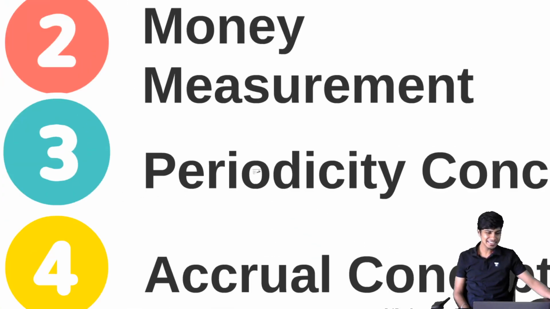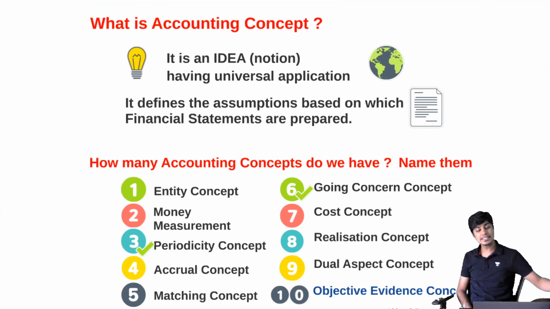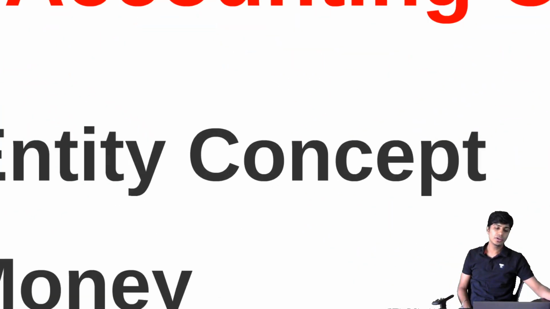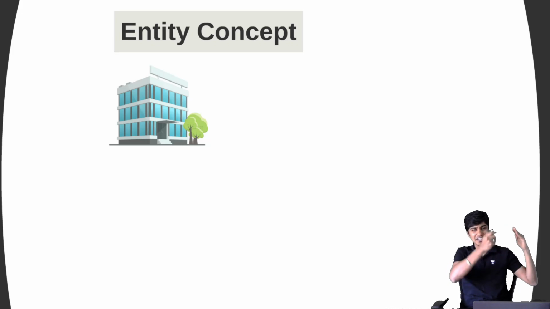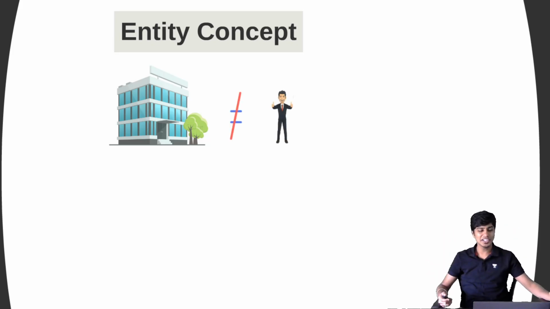Then the next point is we'll start with entity concept now. Entity concept says that an organization is a distinct entity from its owner. An organization is distinct from its owner. Owner and organization are not the same.